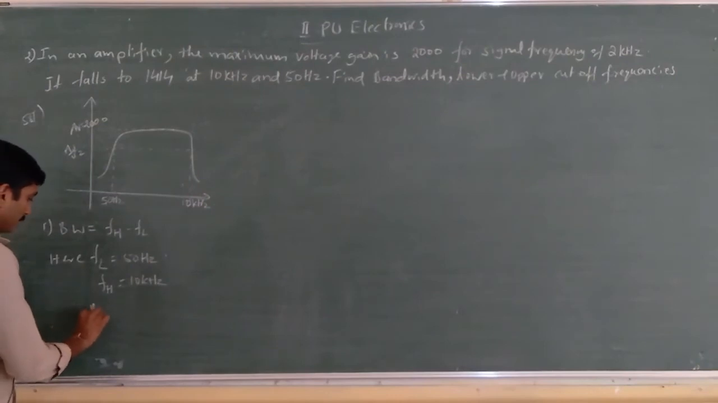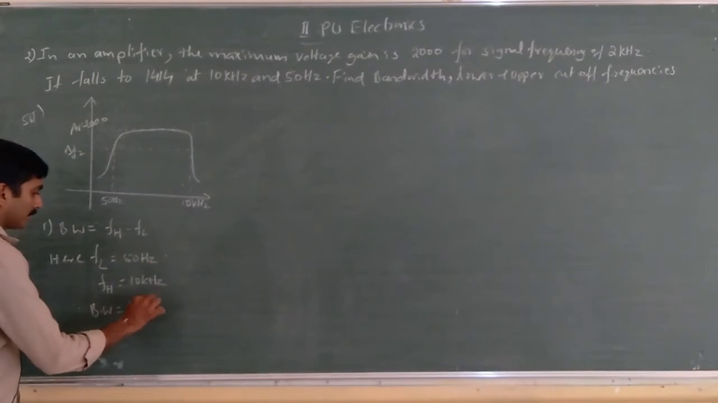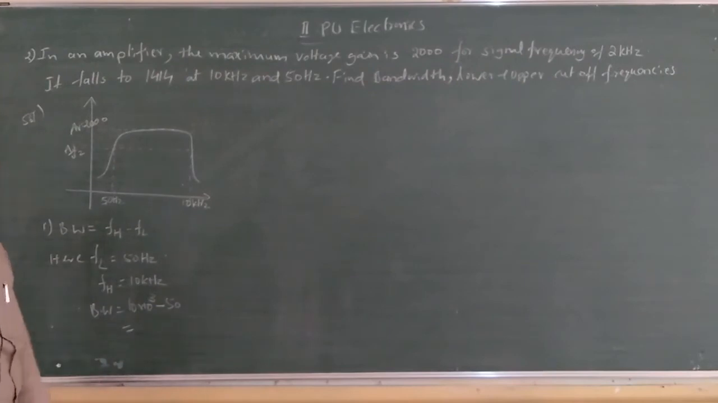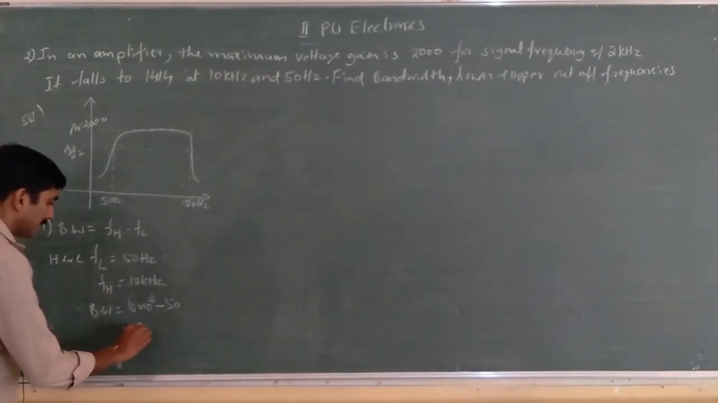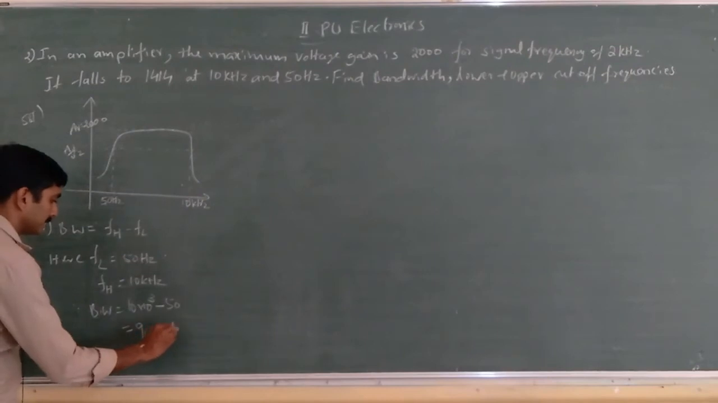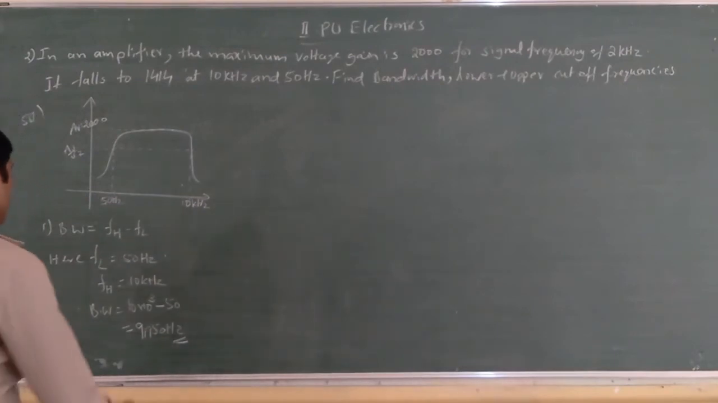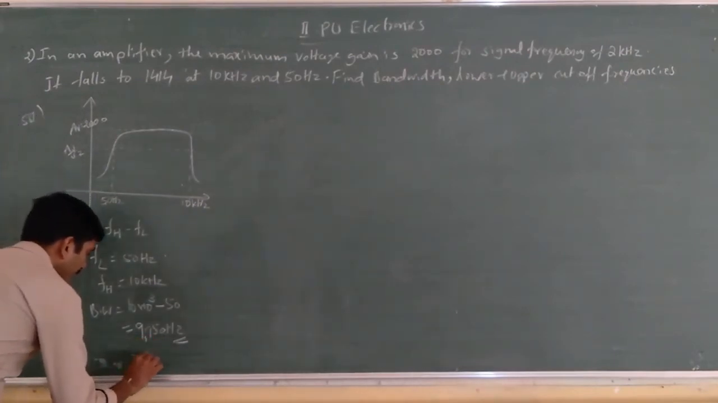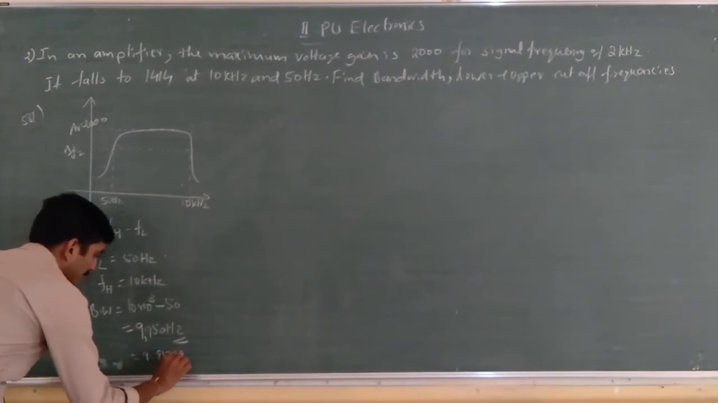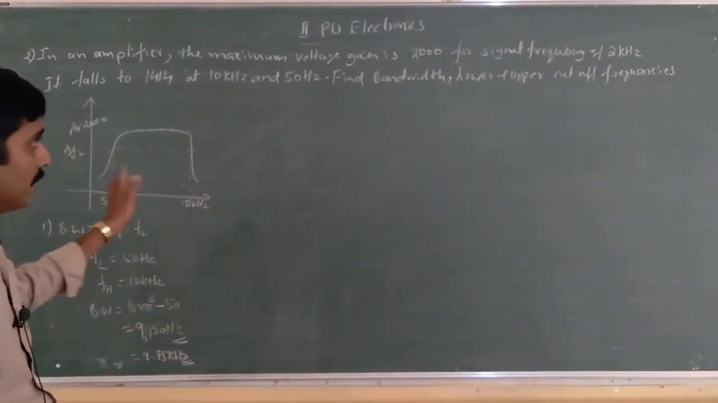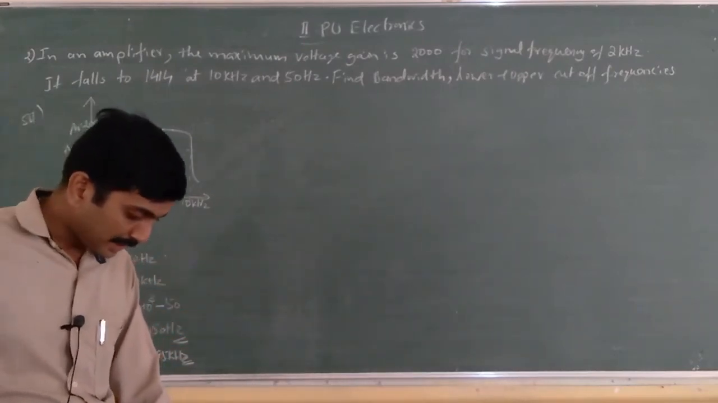Therefore, bandwidth equals FH minus FL, 10 kilohertz minus 50 hertz. 10,000 minus 50 is 9,950 hertz. This is the bandwidth, 9,950 hertz or 9.95 kilohertz. Okay, only this much calculation is needed.